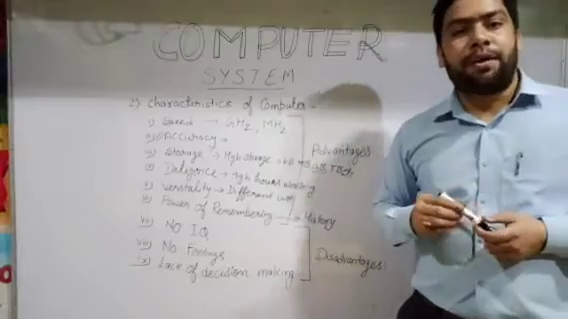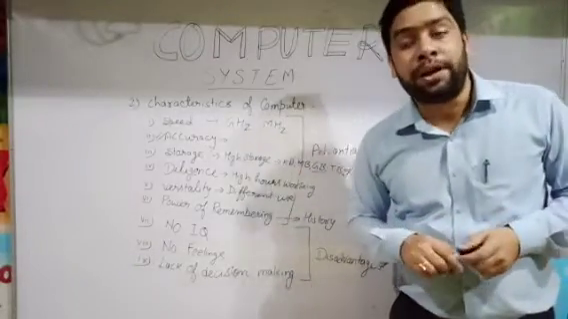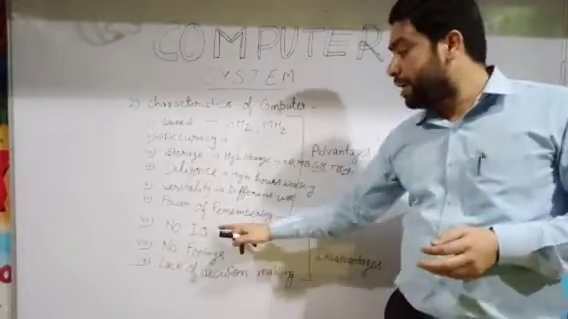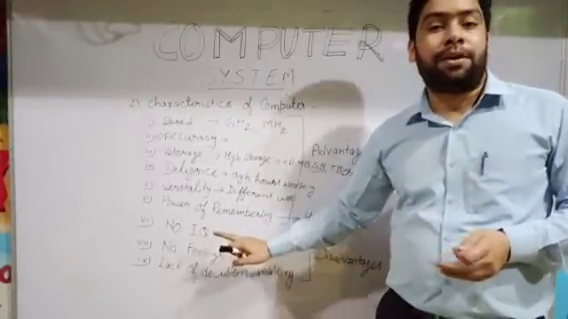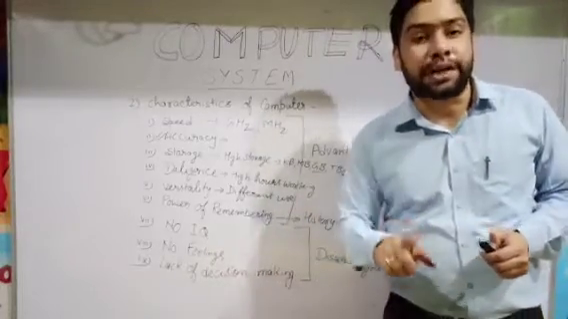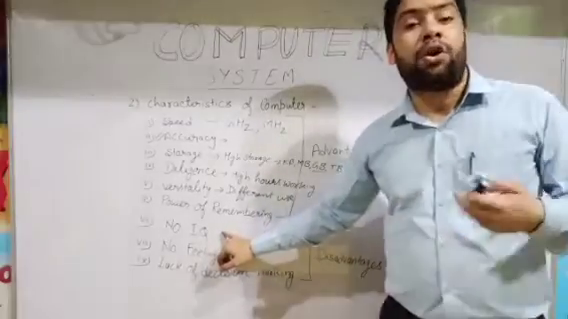For example, we all know when to learn, when to read, when to write, when to sleep, when to wake up. But a computer never takes any action without instruction. That means it depends on the user. It does not do any work automatically.